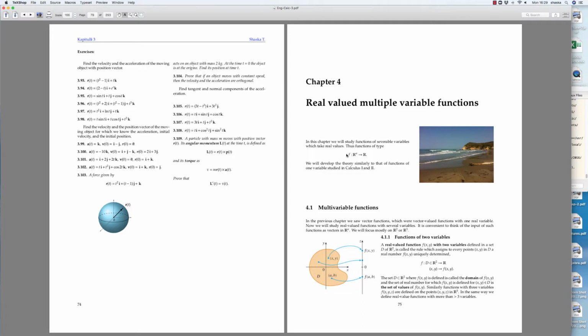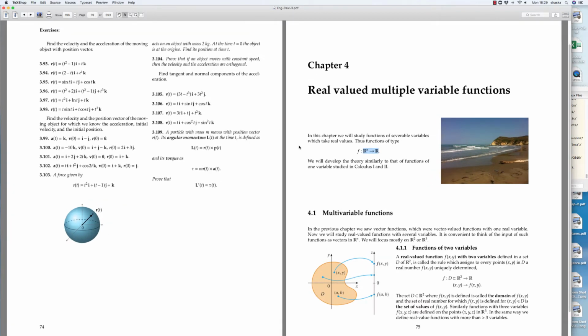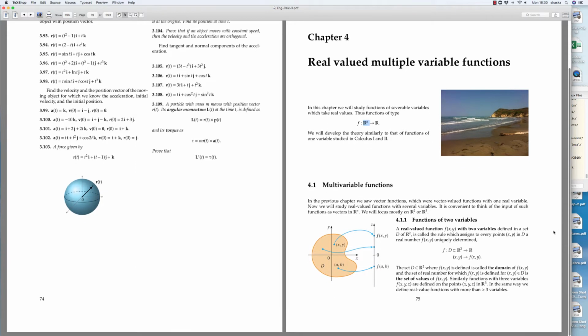So how do we define a real valued multiple variable function or several variable function? Well, this is a function that goes from R^n to R, so the value of the function is still a real number. That's why we call it real valued. And here we have basically several variables that come from R^n. So let's just make this a little bit more precise.